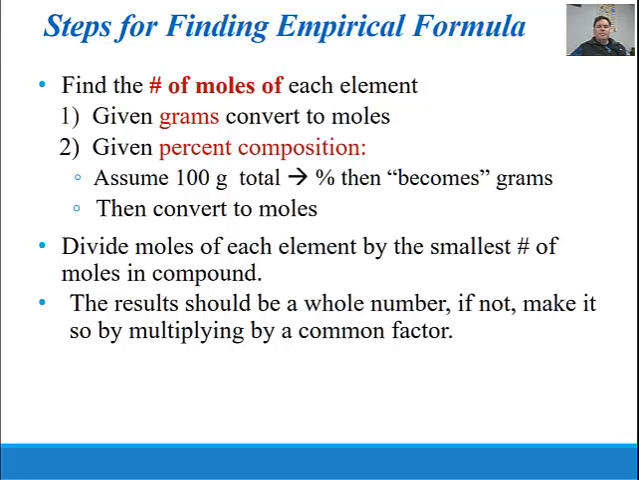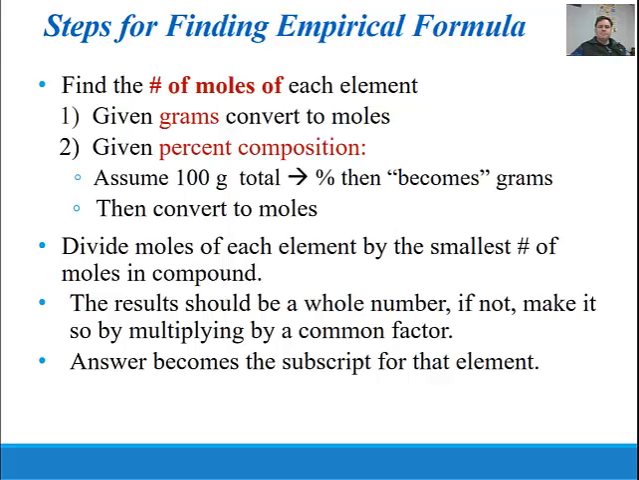Now, if we end up with something like 1.5, we're going to have to multiply by 2 because we never have 0.5 of anything for a subscript. So if we multiply by 2 to get from 1.5 to 3, we have to multiply all the other ones as well. Common ones you'll see are 0.5, maybe 0.33. We have to multiply by 3. We'll do some practice with these in class. And then whatever answer you end up with becomes our subscript.